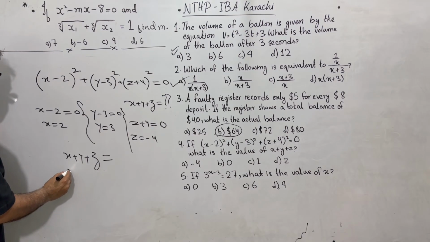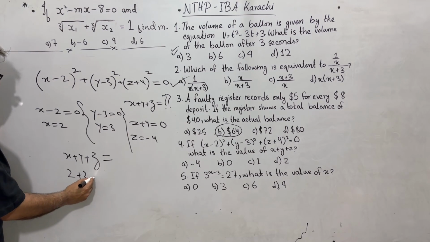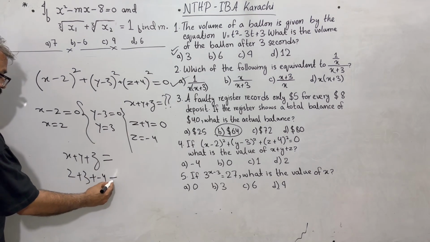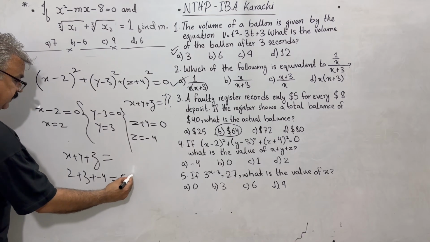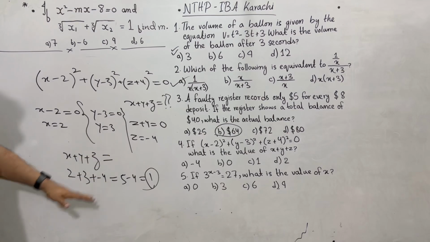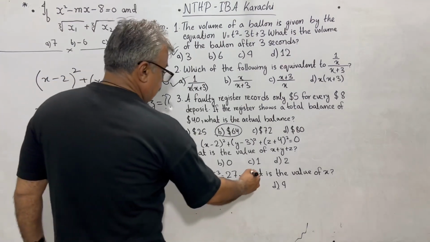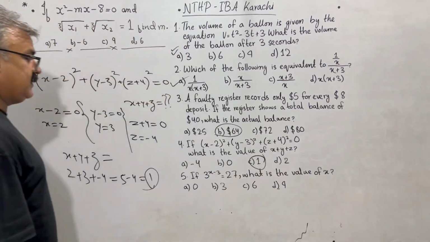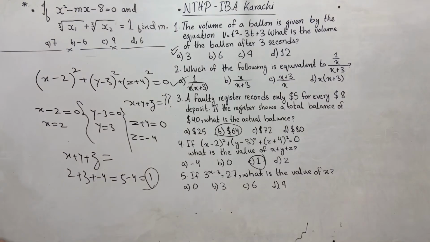x is 2, y is 3, z is minus 4. The sum will be 5 minus 4, 1 is the answer in that case. The sum of x plus y plus z is equal to 1.